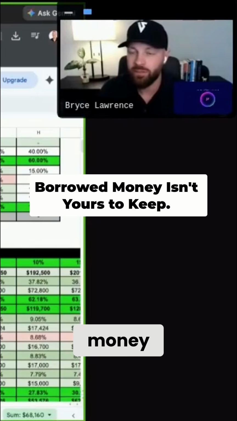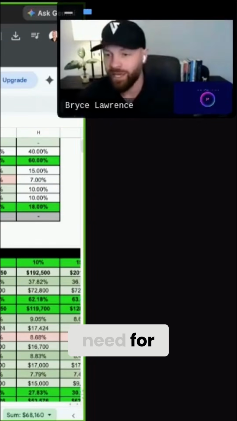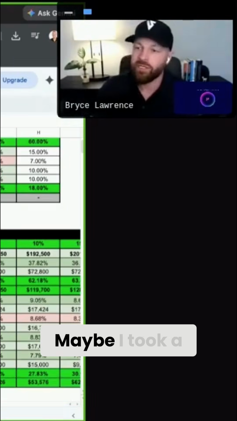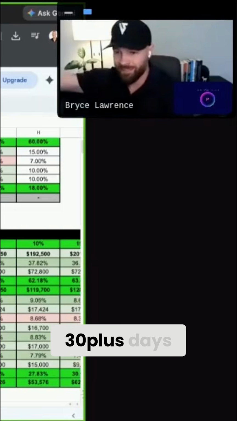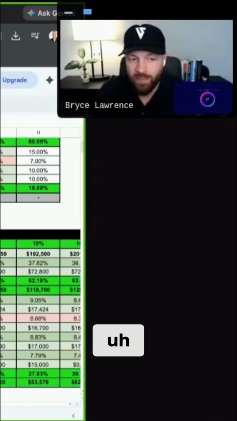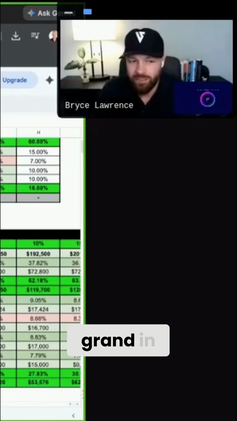This is borrowed money and it's not yours, meaning you need to increase your need for cash by that amount of money because if you don't have the cash, you can't pay the vendors. Maybe I took a deposit of $5,000 from a client and I'm not doing the work for 30 plus days. But if I haven't started the work and I'm not starting work for 30 days, I'm typically going to put in the deposit right here. And let's just say that I got $5,000 in deposits.